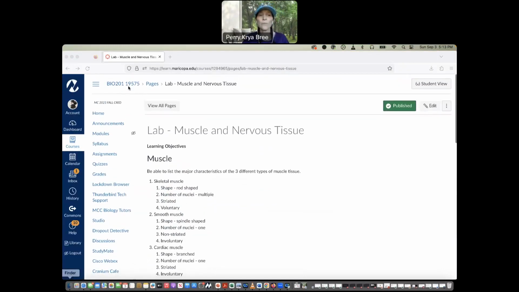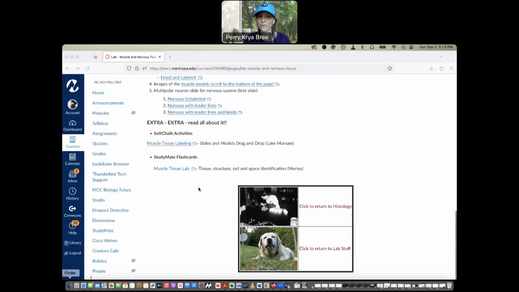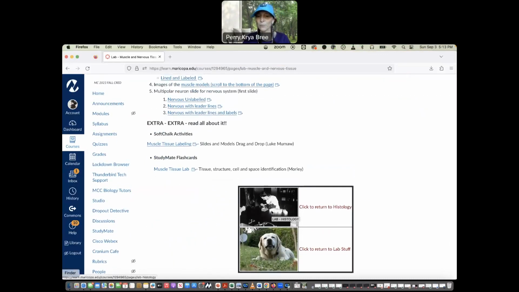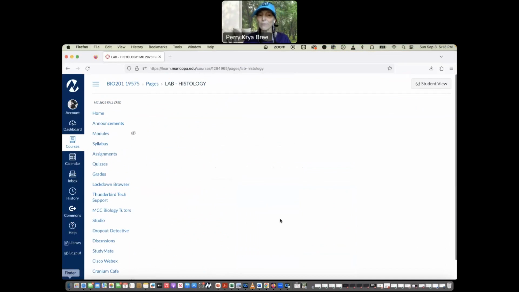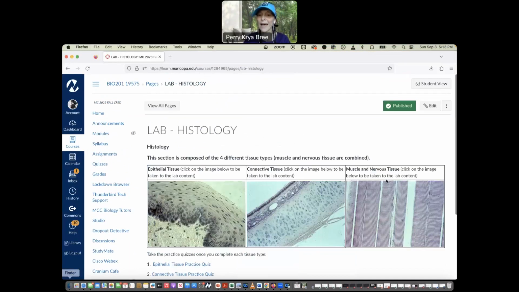So again, hopefully you kind of know where you're going to find all of this. I'm just going to click return to histology so that you can see where you're going to find all of this in the lab. So again, remember, you're going to go to that histology lab, and we're on this last one, muscle and nervous tissue.